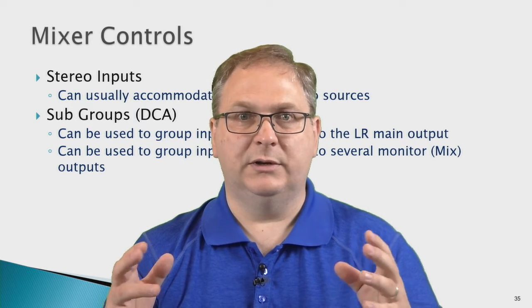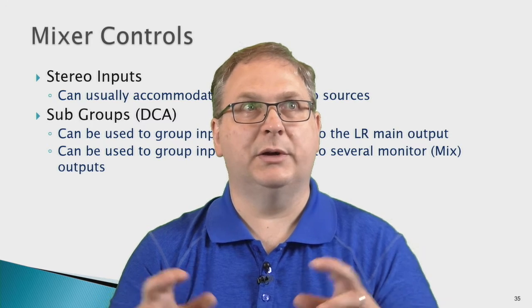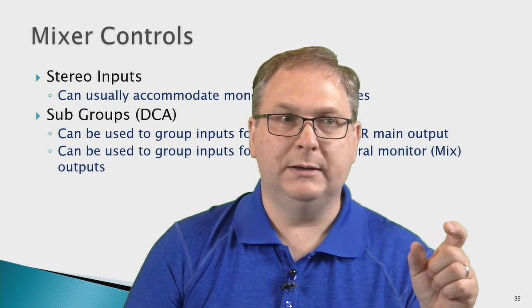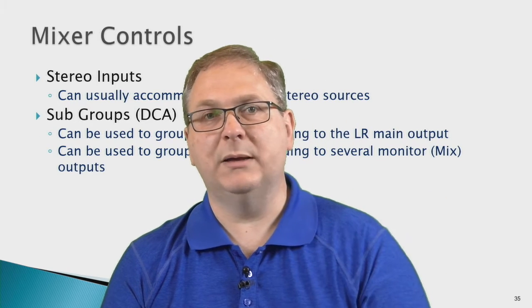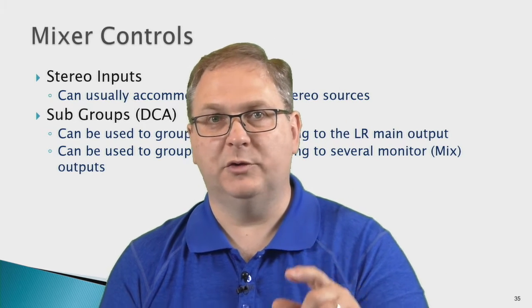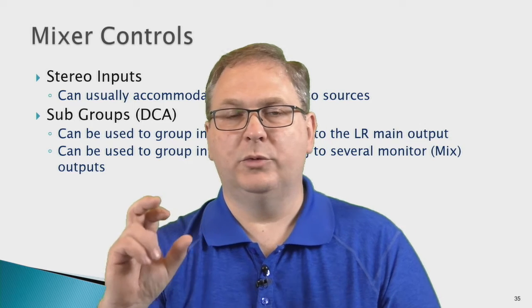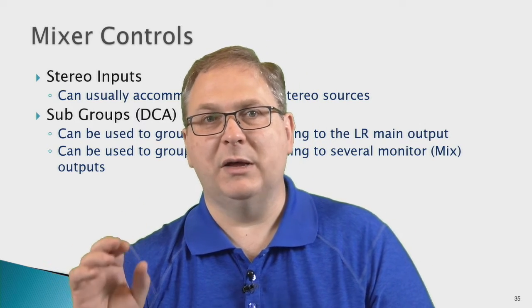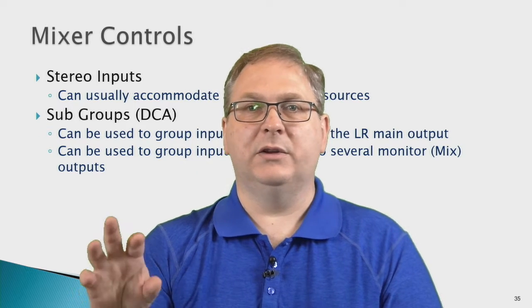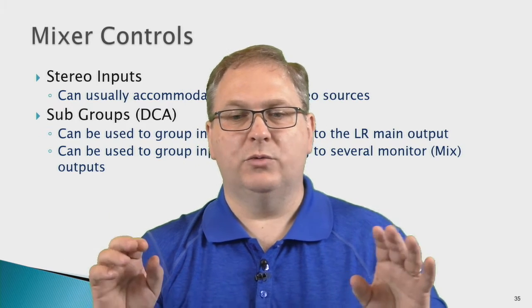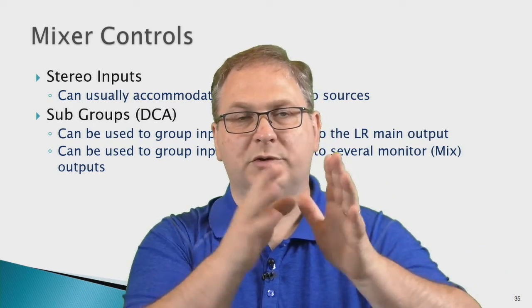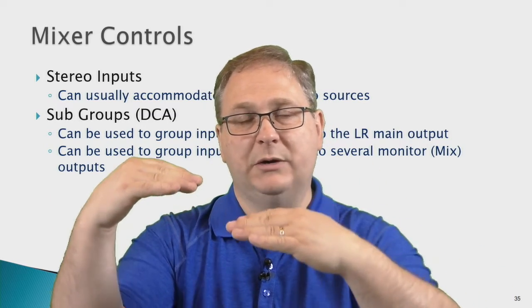And so an example of a subgroup used in a DCA might be, group 1 might be all of the spoken word. Group 2 might be all the vocal microphones for your worship band. Group 3 might be all the instruments for your worship band. Group 4 might be your choir mics and things associated with the choir. And so with that, it allows you to set up your volumes within each group and then afterwards vary the groups as needed.